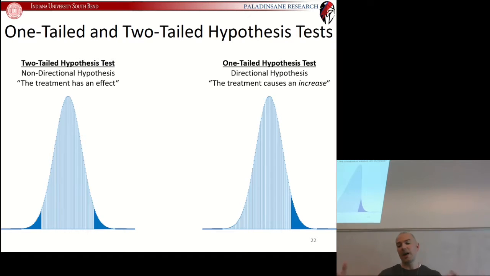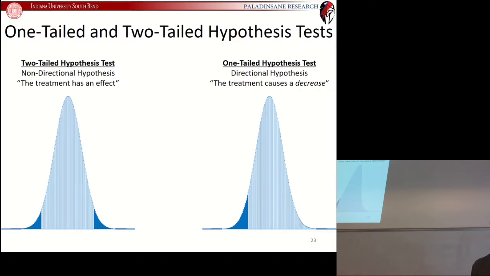And on the flip side, back to depression, if you develop a treatment for depression, you're not interested in whether or not your treatment causes an increase in depression. You're not interested in whether your treatment makes depression worse. You're only interested in whether it decreases depression. So in that case, you take the entire tail and you pop it over onto the decrease side. And you draw your line in the sand on that side because you're only interested in, does the treatment cause a decrease?